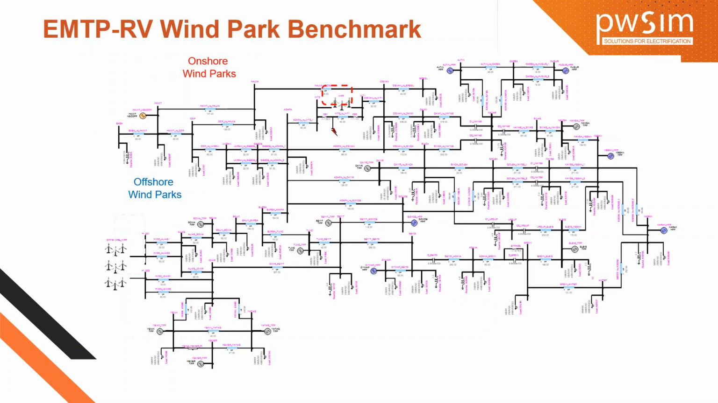This is the EMTP-RV wind park benchmark system. In this example, we have connected the offshore wind parks, onshore wind parks, all the different wind parks we have added, and synchronous machines. An HVDC system is also available in this example. We can see that this default example is available in the EMTP software.